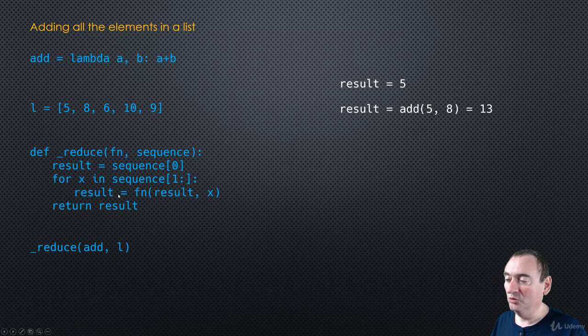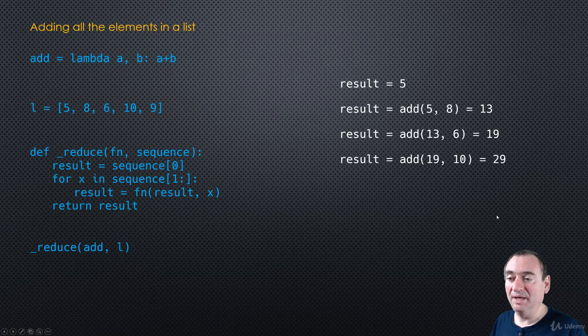Next, we're in the loop now, and the function is add, right? That's what we passed in. We're going to add result with 8. So we're going to add 5 and 8, and that's going to be our new result. That's going to be 13. Rinse and repeat. We now move on to 6, and we're going to add the previous result, 13, with 6. That's 19. You see how we're creating this cumulative sum?